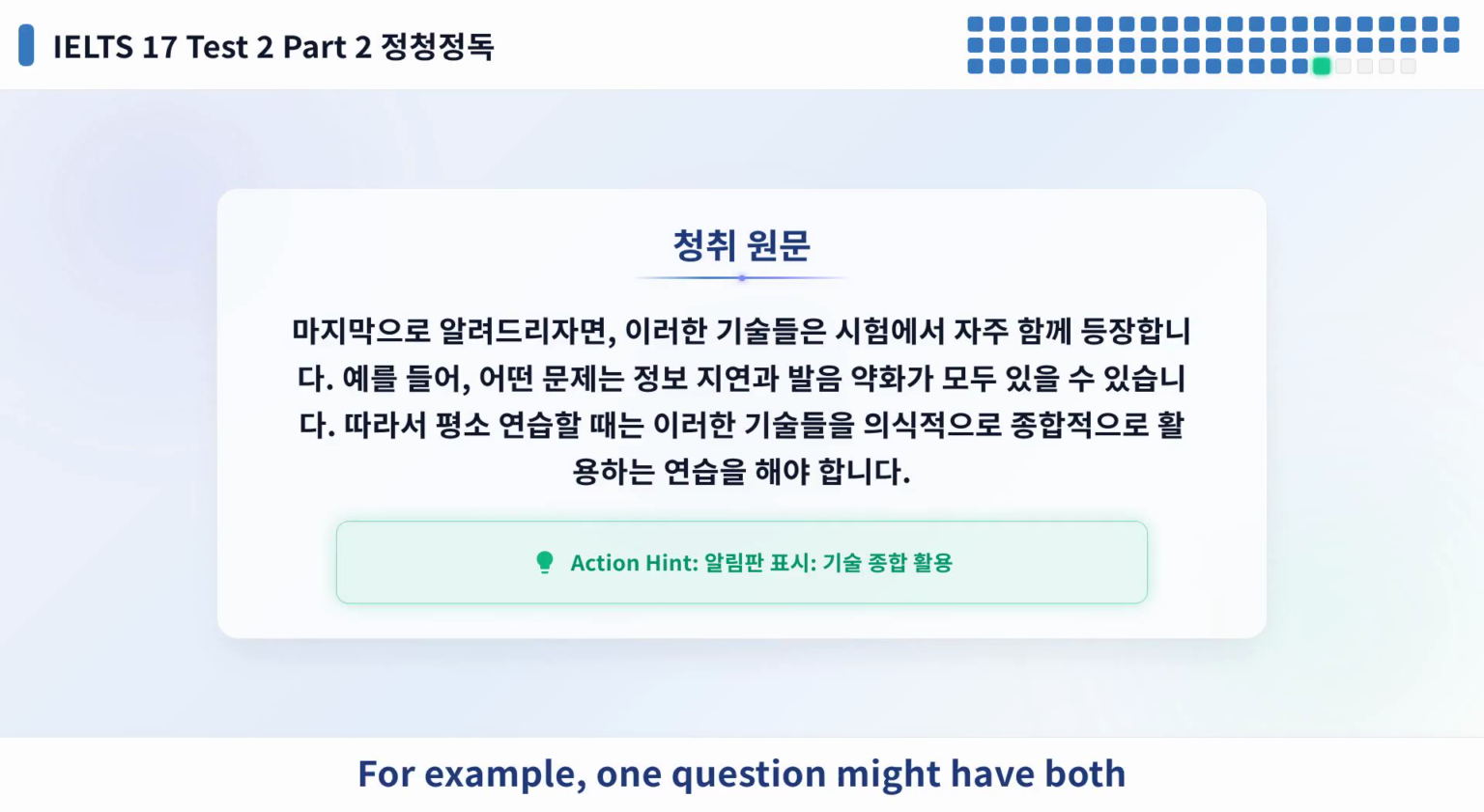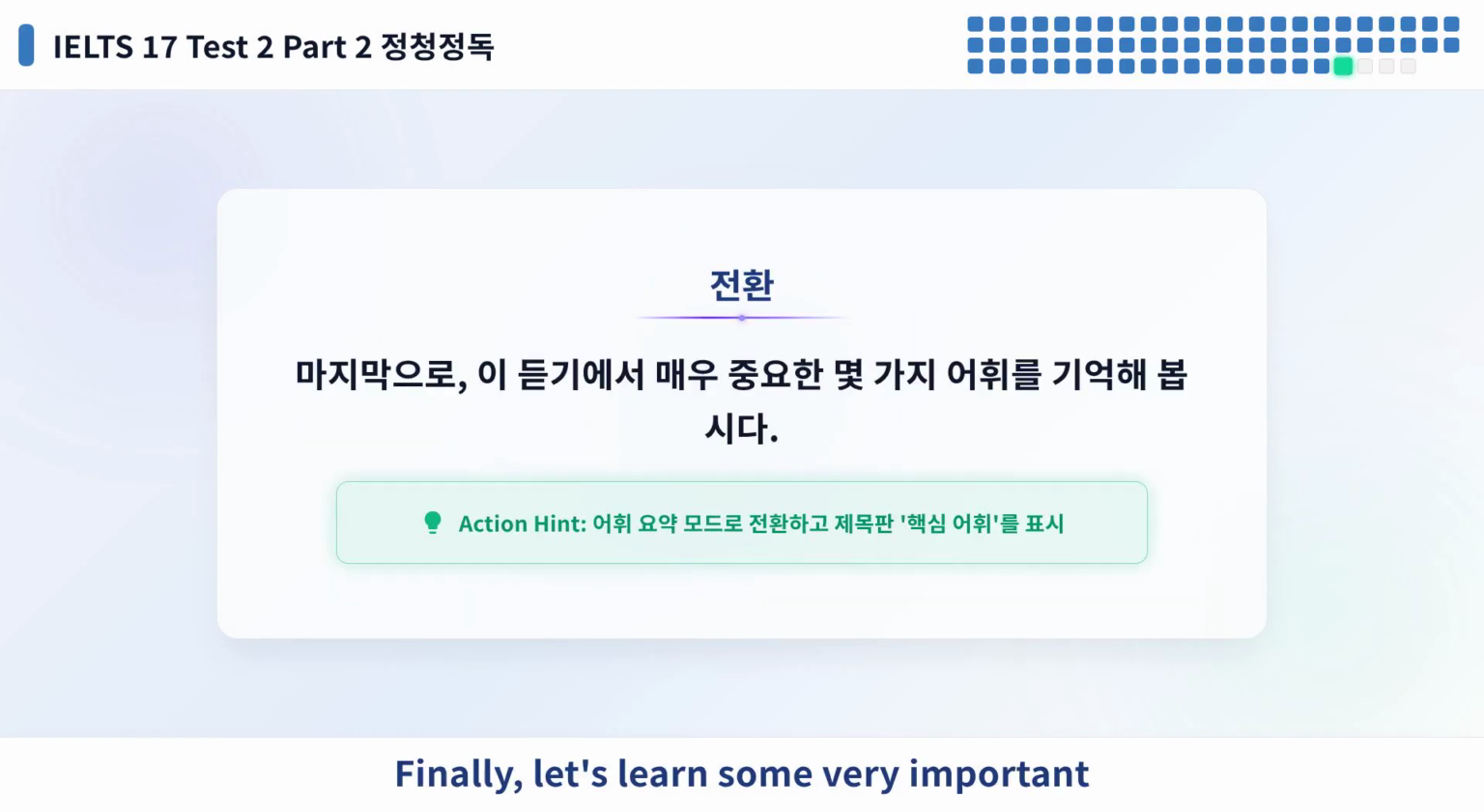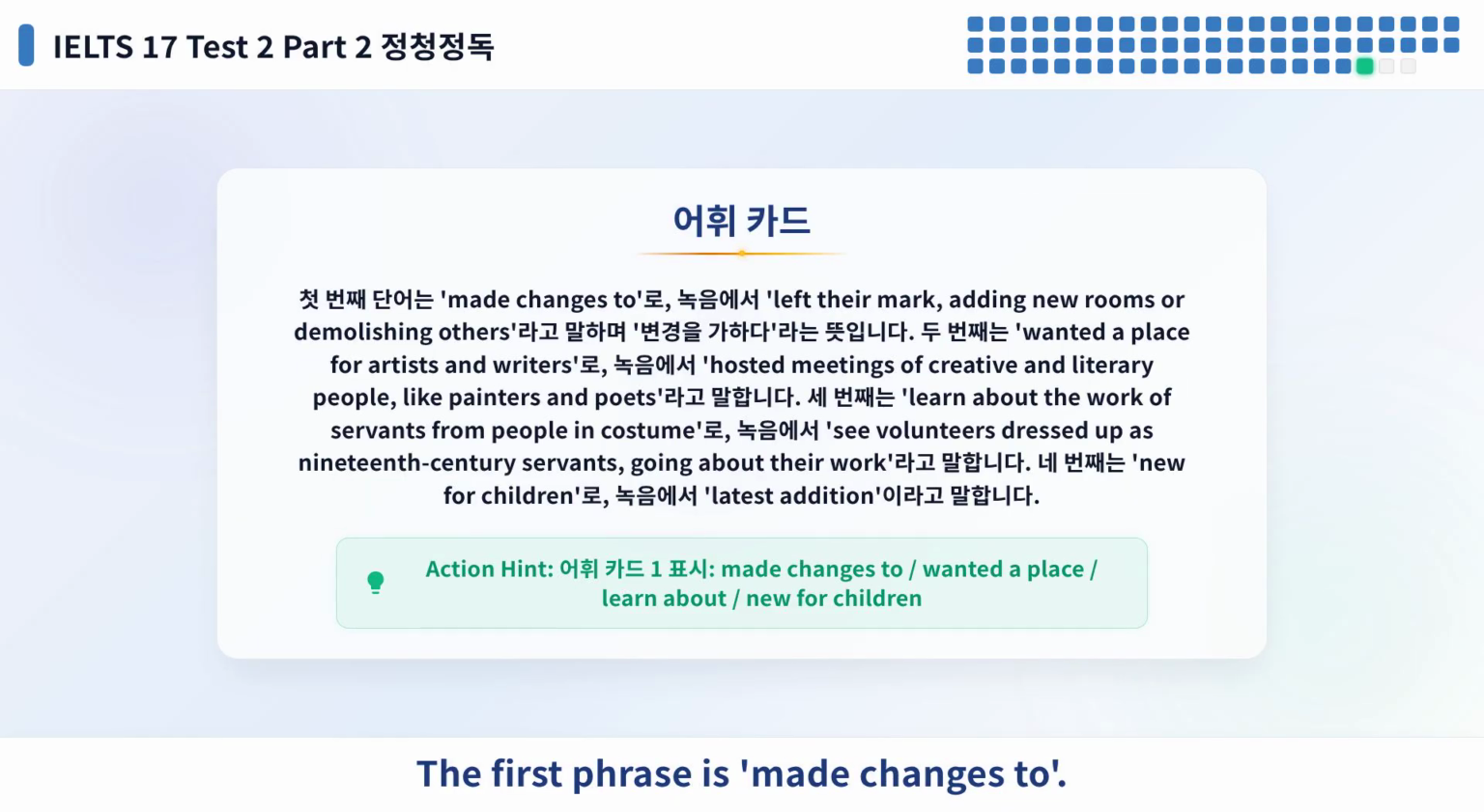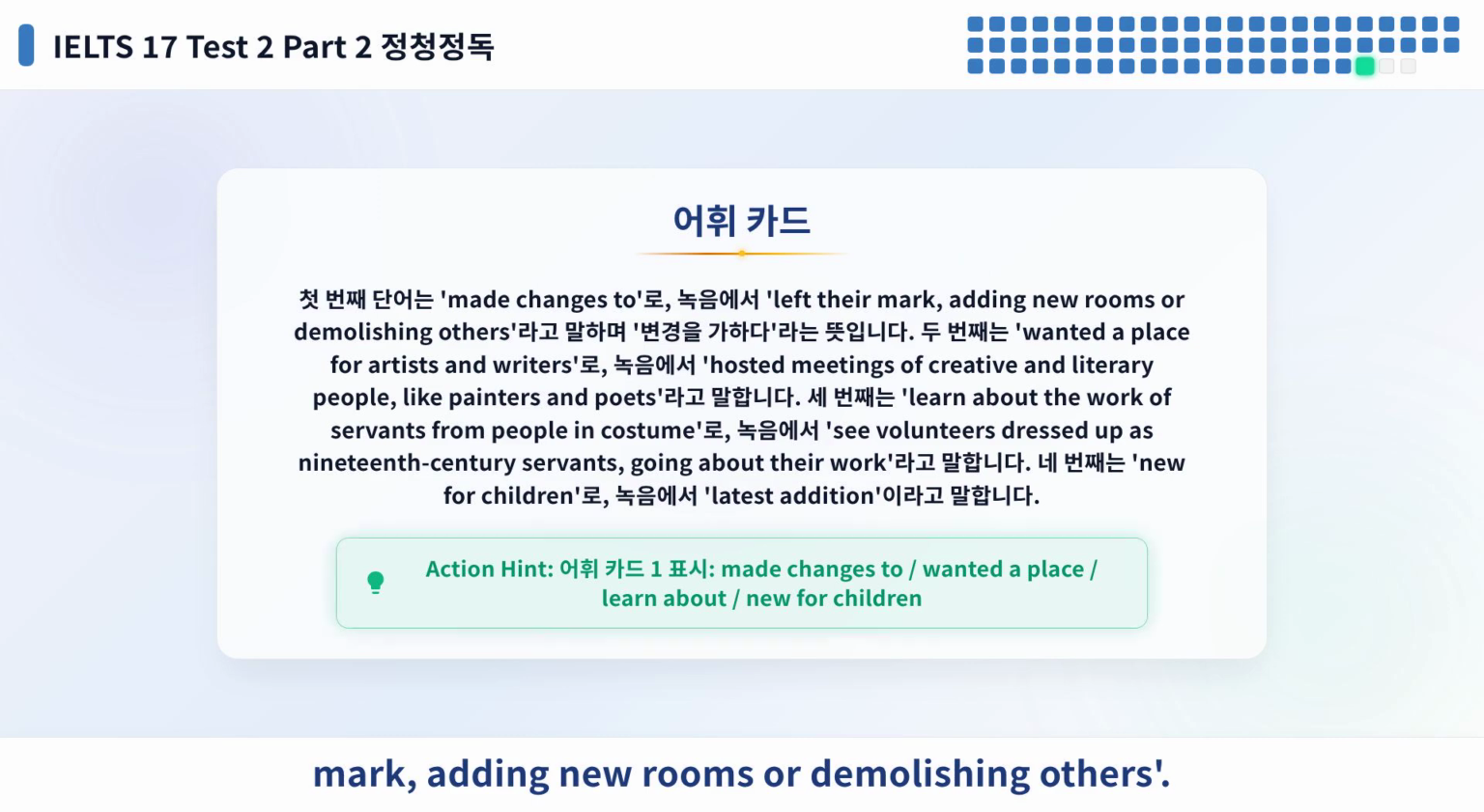The fourth is new for children. The recording said latest edition. The fifth is dairy, eating, and drinking. The recording said place to go for lunch, afternoon tea, coffee, and cake. The sixth is large barn, seeing old farming equipment. The recording said collection of agricultural tools. The seventh is small barn, helping to look after animals. The recording said groom the donkeys and horses.